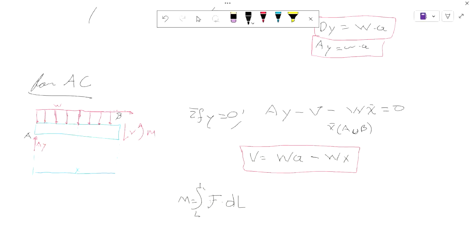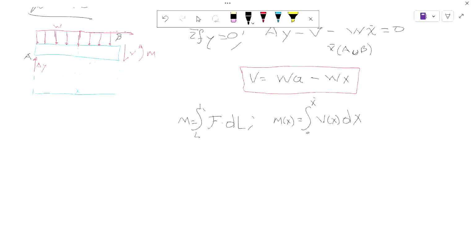So the moment is going to be, really what we have to do is integrate. The moment as a function of x is equal to the integral from 0 to x bar of the shear force, which is a function of x, dx. So we saw this concept already. The moment is the integral of the shear of the force times the perpendicular distance or times the line integral. In this case, the perpendicular distance is pretty simple.